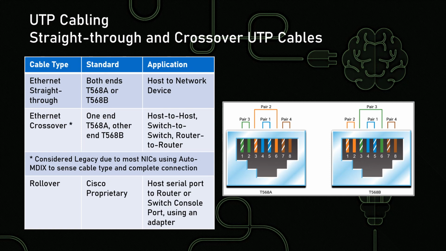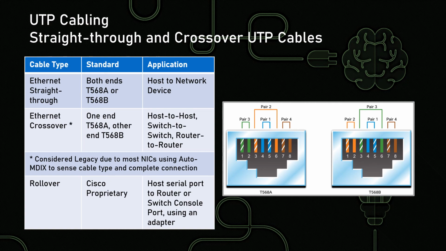Now, brown and blue don't move to 568A. What we do instead is transpose the orange and green. So 1 becomes 3, 2 becomes 6, and vice versa. So if we have 568A or B on both ends, meaning that the ends match, we have what's called a straight through or patch cable.